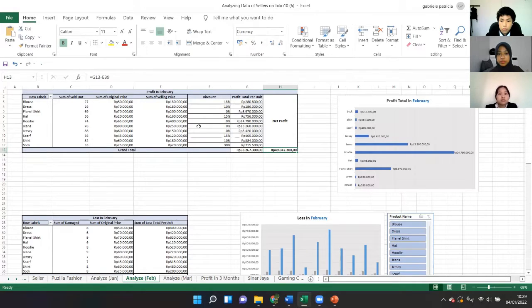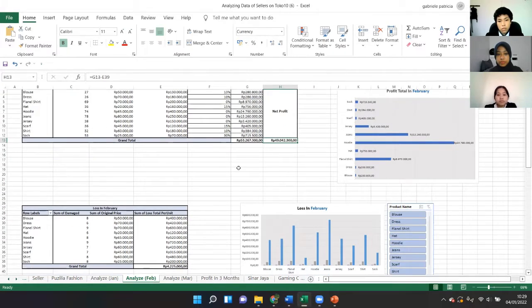The profit total per unit. This is the calculation of the profit we get from the selling price: the selling price minus the original price. Next, multiply by the number sold. After this, the result is multiplied by the discount, and that is the net. And the net profit is the profit total minus the loss total.